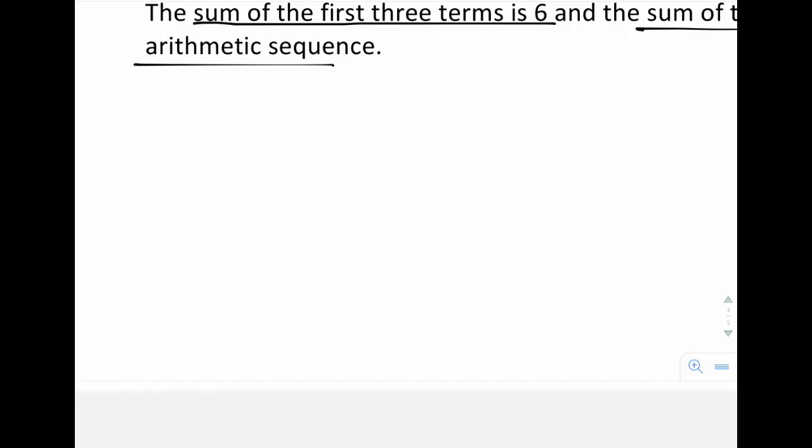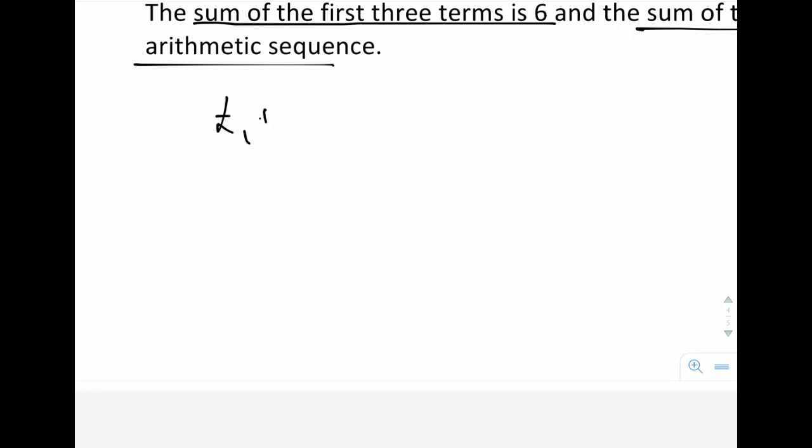Here in example 4, we are given a question where we know the sum of the first three terms to be 6. So that's this piece of information here. And the sum of the next three, in other words, 4, 5, and 6, to be 51. And we want to find the general term for the arithmetic sequence.